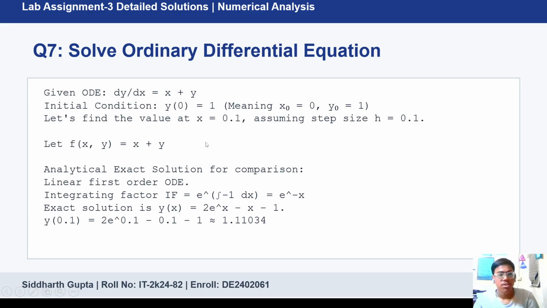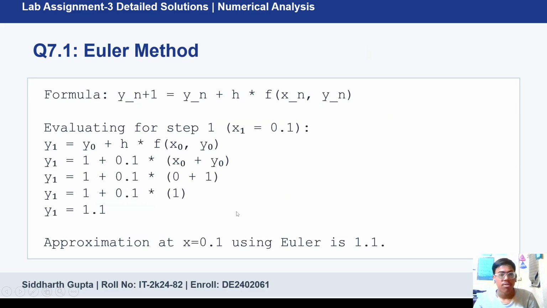Now the function is x plus y. What do we need to do? The integrating factor is e raised to the integration of minus 1 dx, that is e raised to minus x. The exact solution is this, and y of 0.1 is this.